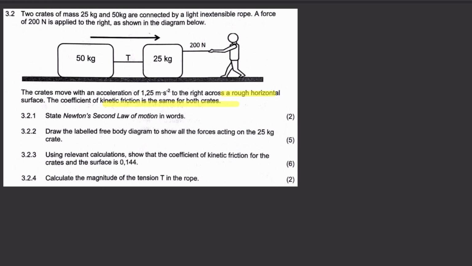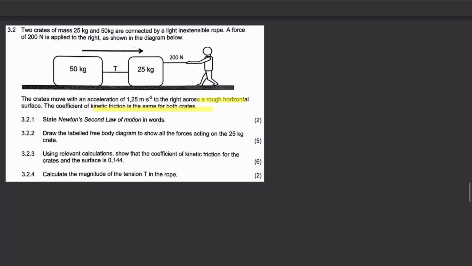Question 3.2.2, draw a labeled free body diagram showing all the forces acting on the 25 kilogram crate. So the 25, this crate here. There's going to be a force applied. There's going to be the normal. There's also going to be gravity. There's going to be tension. And it's a rough surface, so there's going to be friction. And for 5 marks, they're basically looking for 5 forces. So this is 3.2.2.